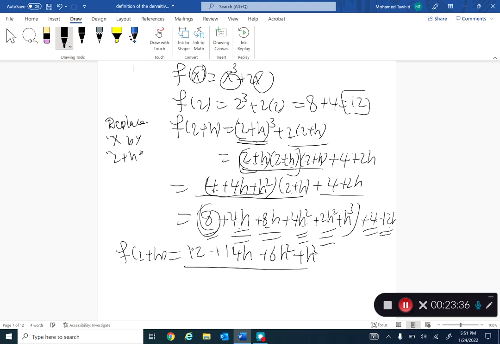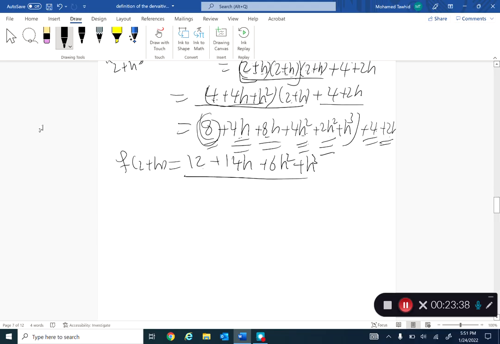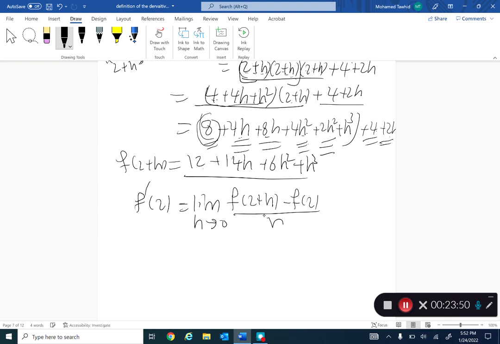So now I go back to the equation. What is the equation here? The equation: f prime of 2 will be the limit as h goes to 0 of f of 2 plus h minus f of 2, the whole thing over h. So now what is f of 2 plus h? Just copy from here, in a big bracket. That is f of 2 plus h. Let me give it a number.